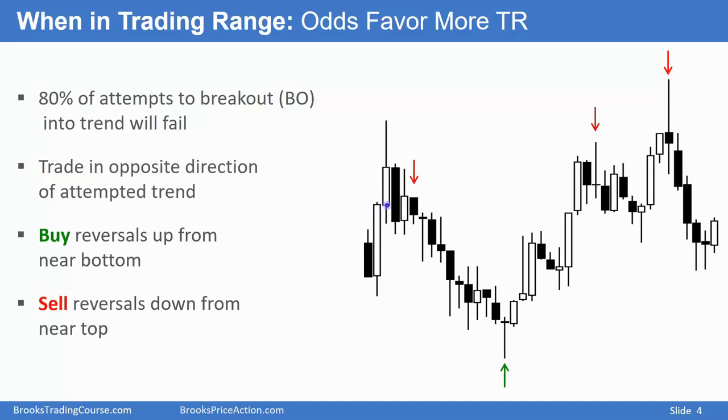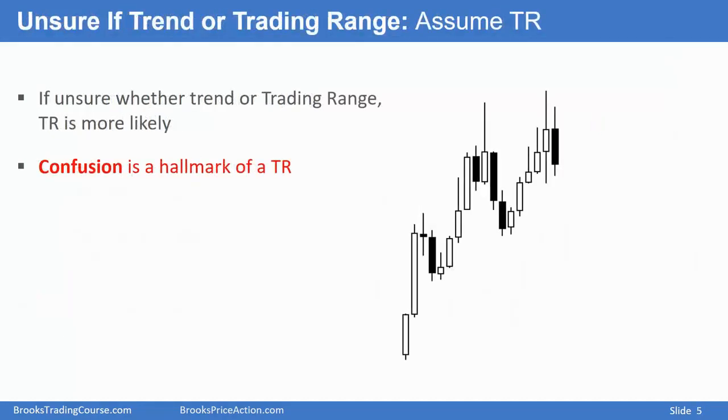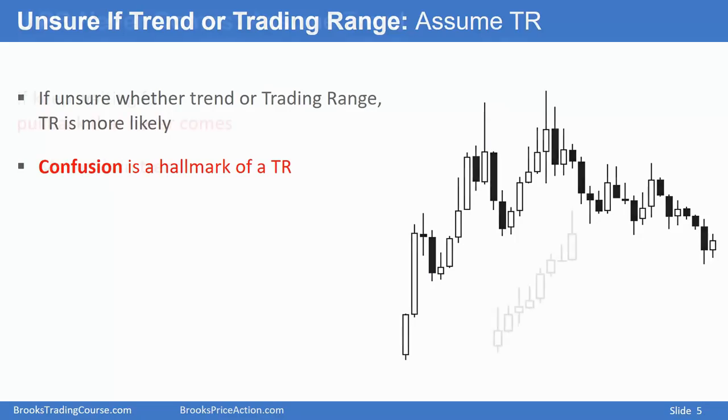Sometimes when a trading range is forming, you're not sure that it's a trading range. Here we went down, but then we went up, and then we went down again. So the market's confusing. And that's one of the hallmarks of a trading range. If you look at a chart and you're confused as to what the market is doing, you should assume it's in the early stages of a trading range. On the other hand, if the market just keeps going up and up and up, and you start waiting for a pullback, you're probably in a trend.